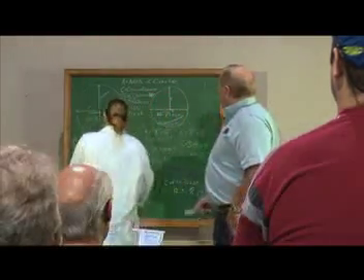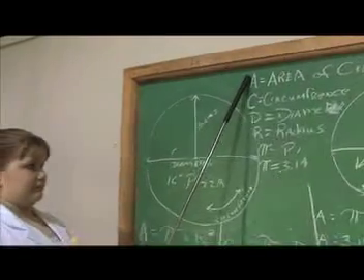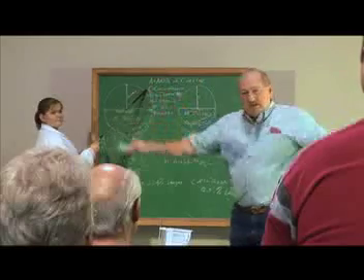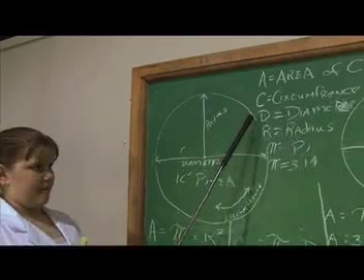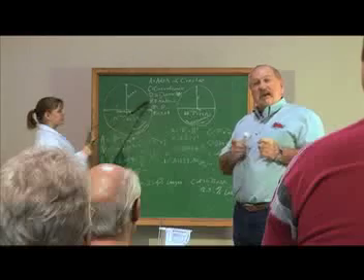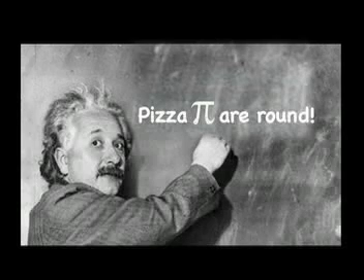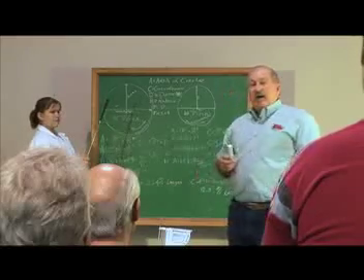Now what we're going to do is we're going to go through our little scale up there. The A is going to equal the area of a circle. The C is going to equal the circumference of the circle. The D is the diameter. The R is the radius, which is half the diameter. And that little symbol is called pi. Pi always equals 3.14.